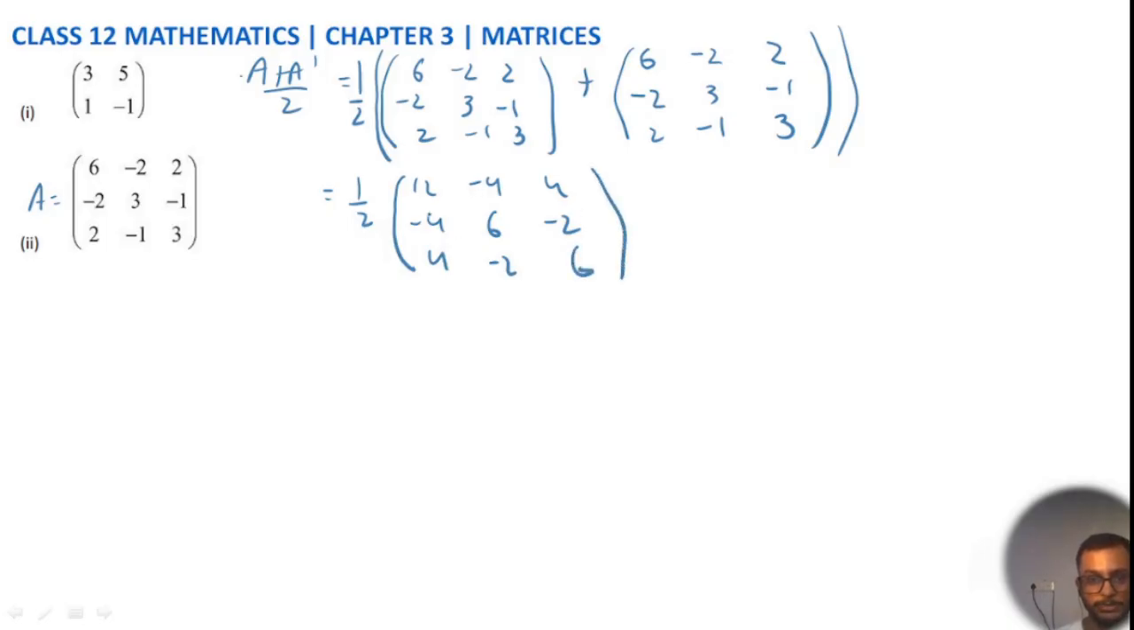Are you able to see? Is this symmetric? Yeah. Diagonal doesn't matter in symmetric. Yeah, but in skew symmetric it matters. In skew symmetric the diagonal will always be 0.